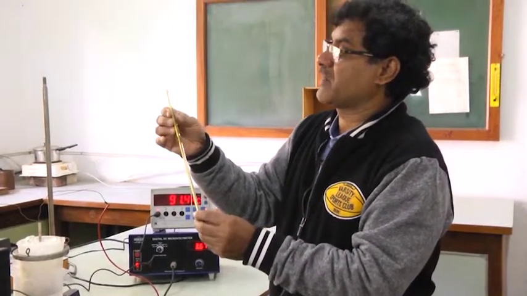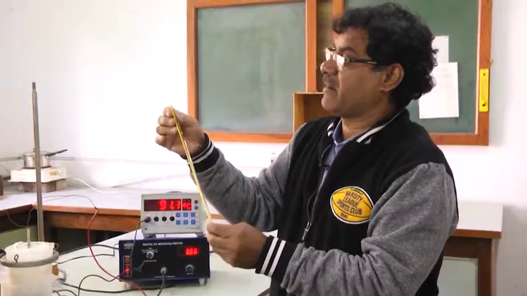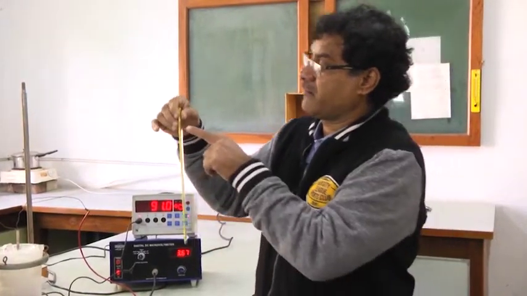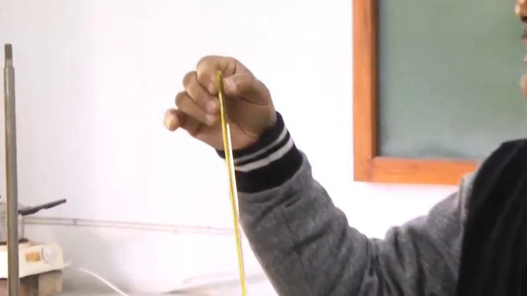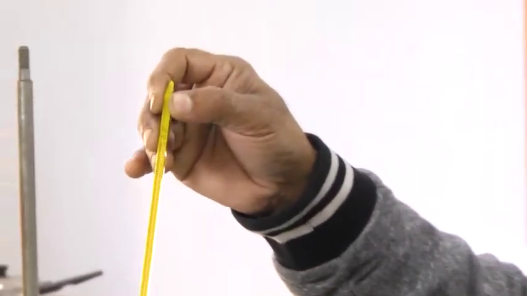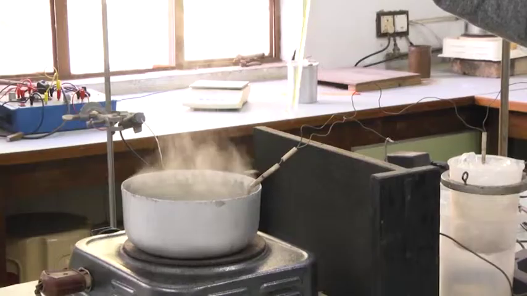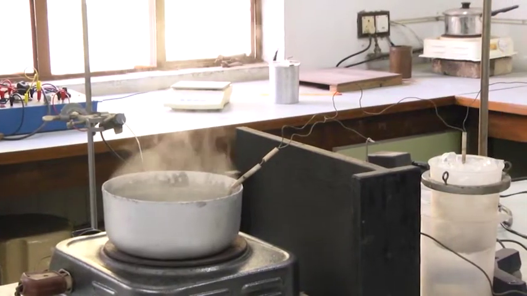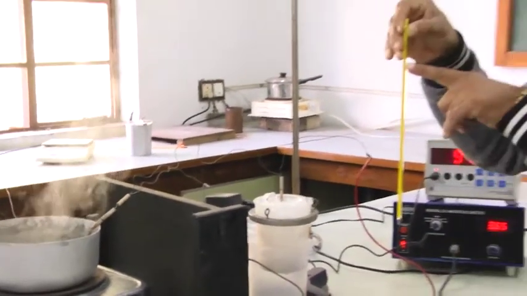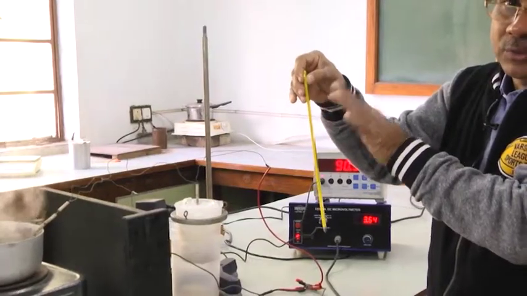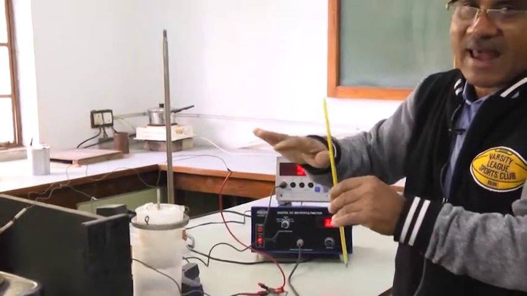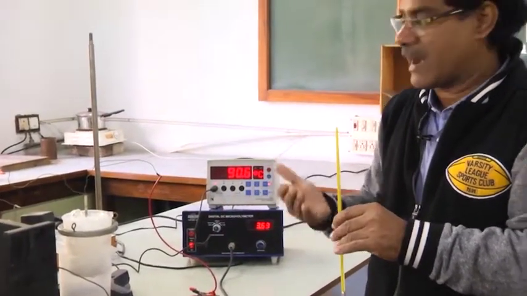This thermometer can measure up to 110 degree centigrade. So I will put it in hot water, and then I can take the temperature reading from here. But I will not do that, we have another, more accurate arrangement.